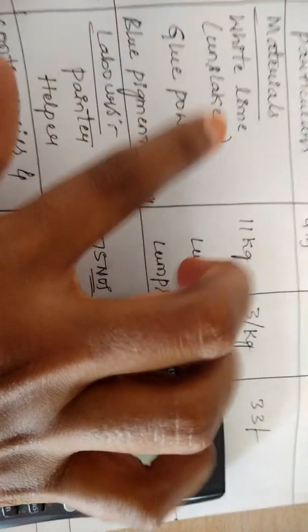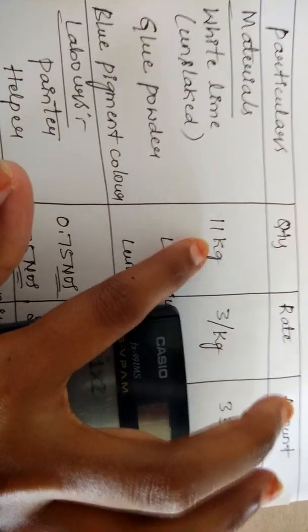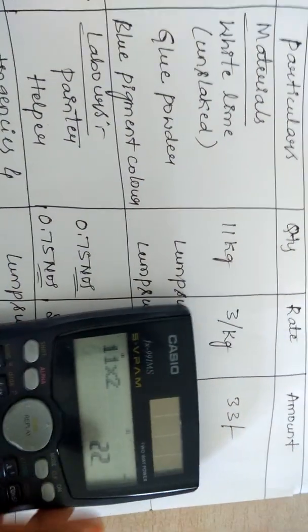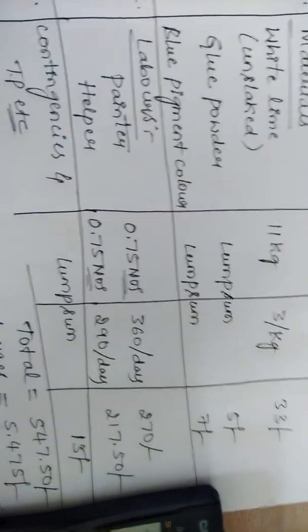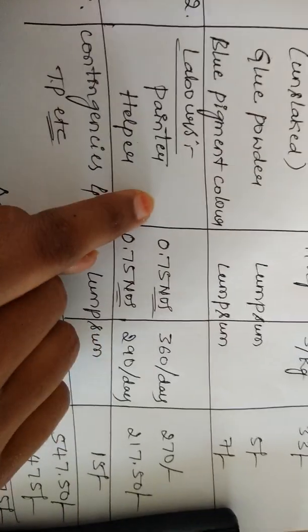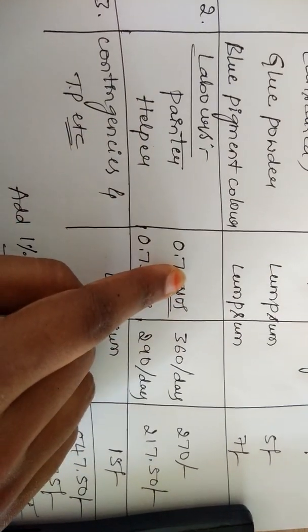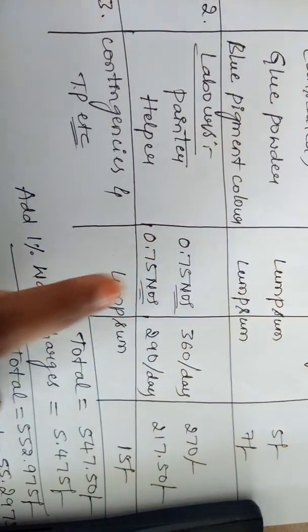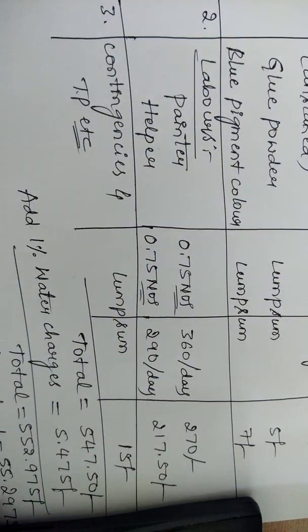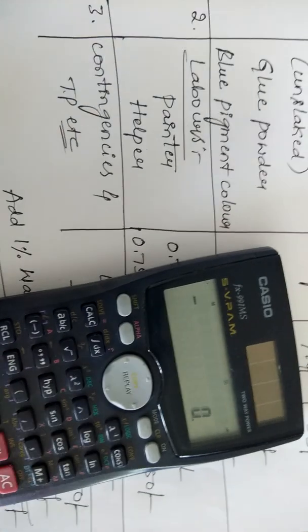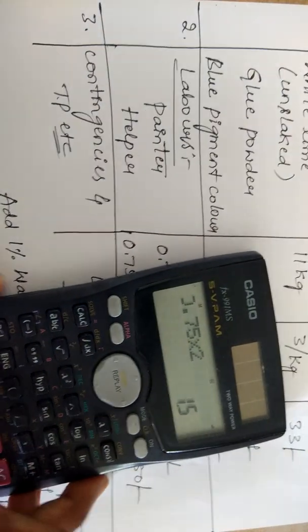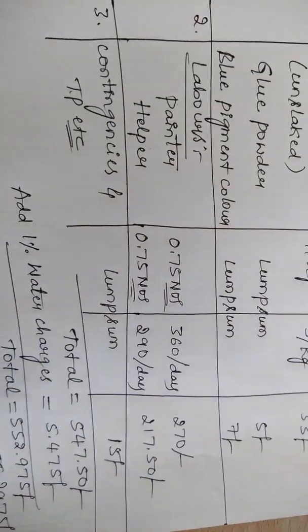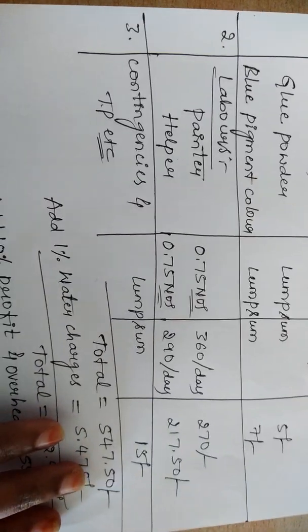That means the quantity of material will be 22 kg, whereas the rate as well as the lump sum amount will remain as it is. Only thing is you have to double the quantity there. For example, here the labor required for the one coat is 0.75 numbers for both the painter as well as helper, but there we have to double. That means 0.75 into 2 we have to do. That means 1.5 numbers will be required for the two coatings.